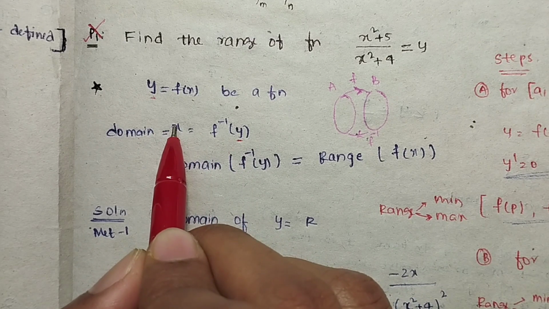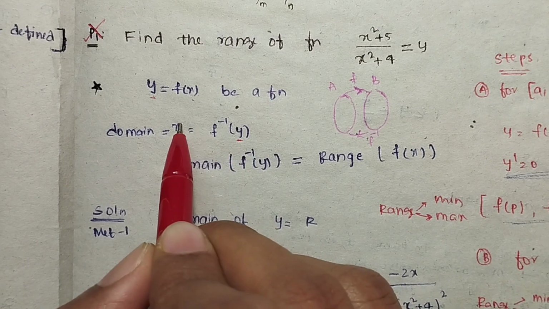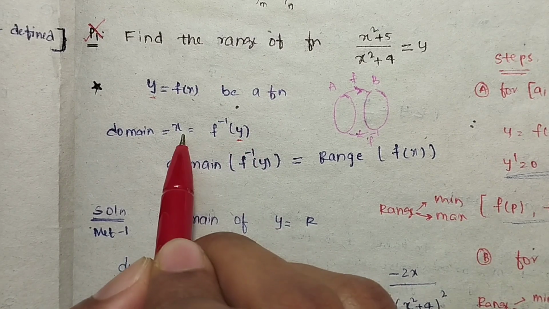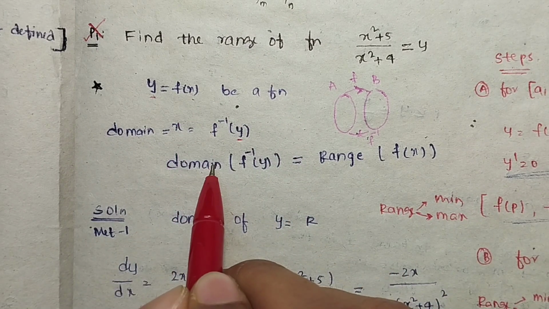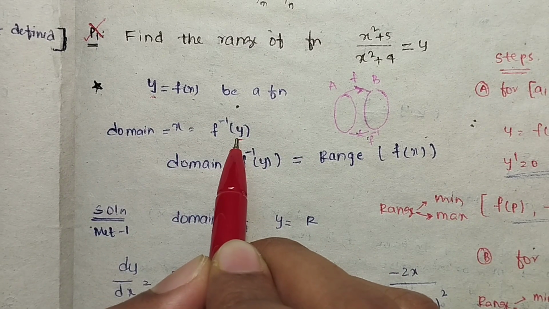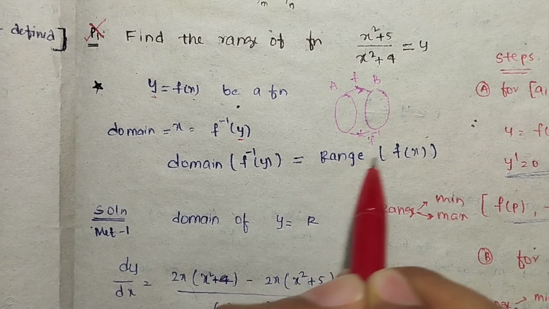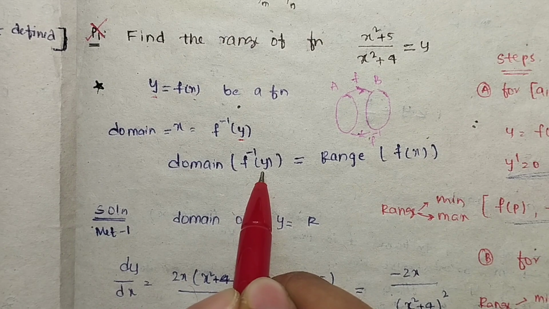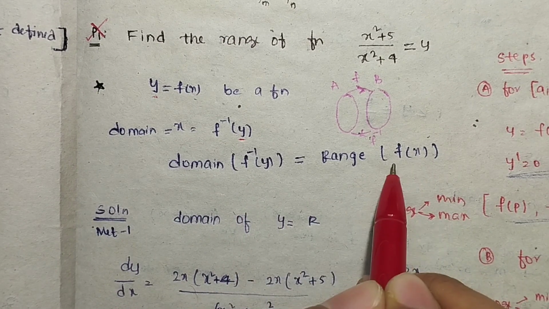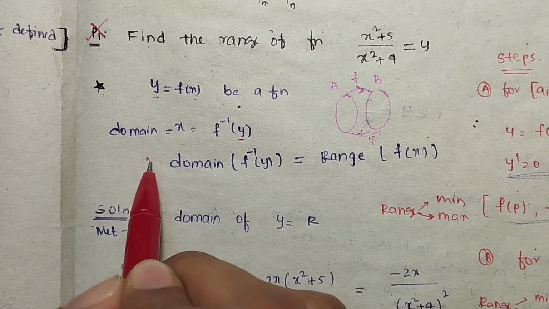That means the range of f inverse of y is x, which is the domain of the actual function, and the domain of f inverse y is the range of f of x. So just by finding the domain of f inverse y, we can find the range of the function f of x. So this step is very important.